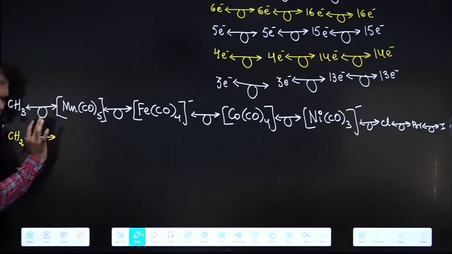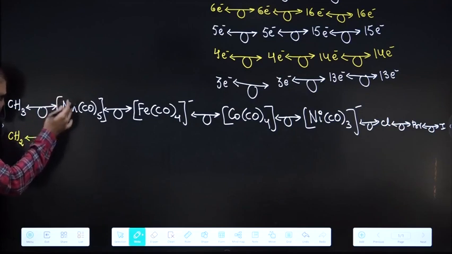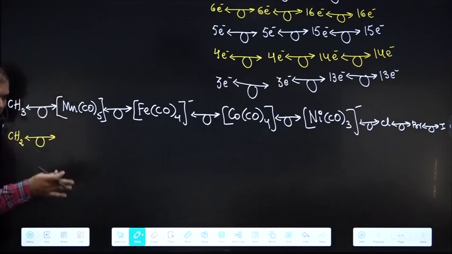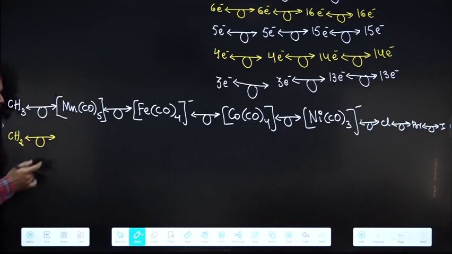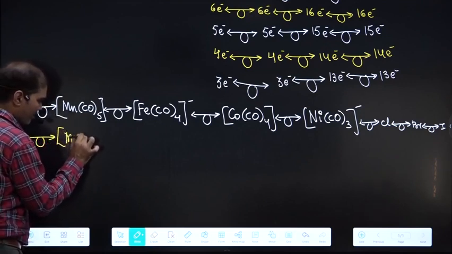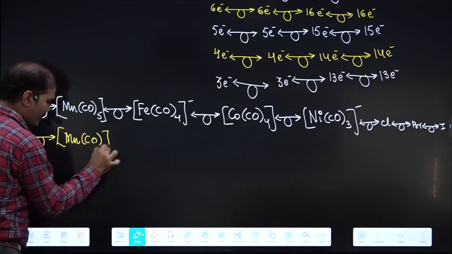I say manganese CO5. Instead of manganese CO5, can I write rhenium CO5? Rhenium CO5. Can I write technetium CO5? Yes, because all group members have the same electrons. Okay. Suppose I want to write manganese, how many carbonyls should I put?